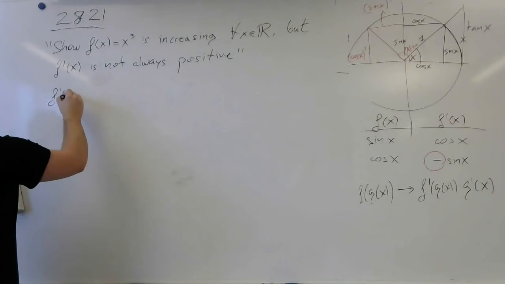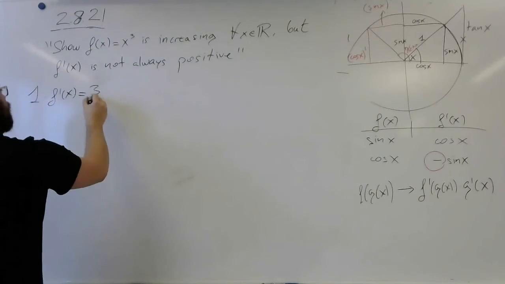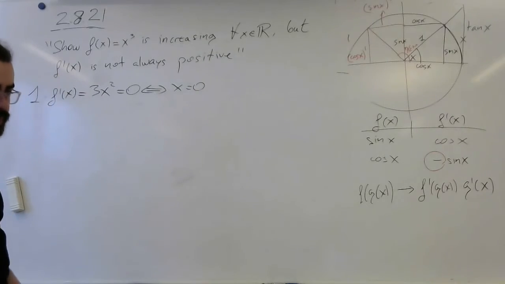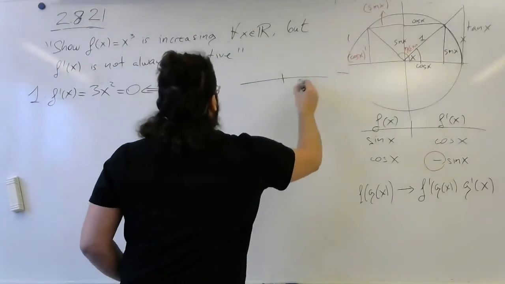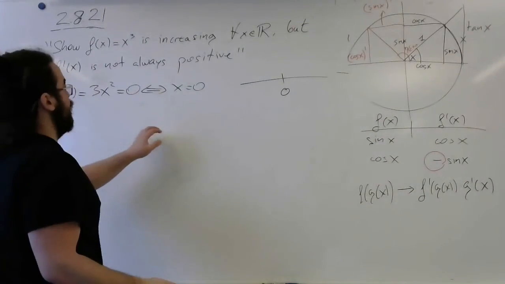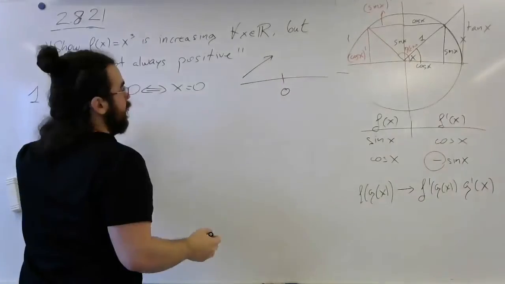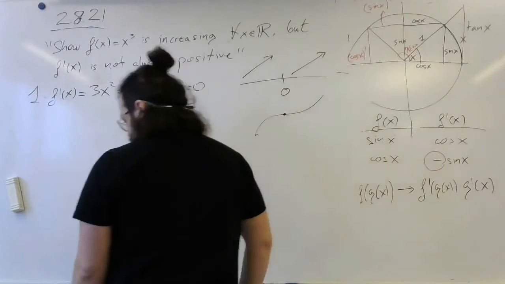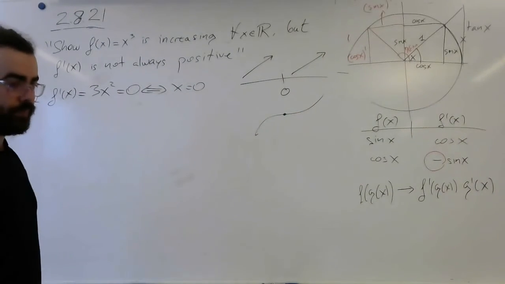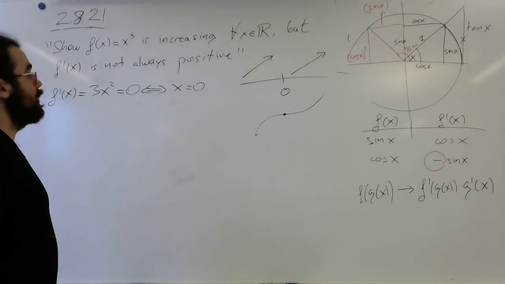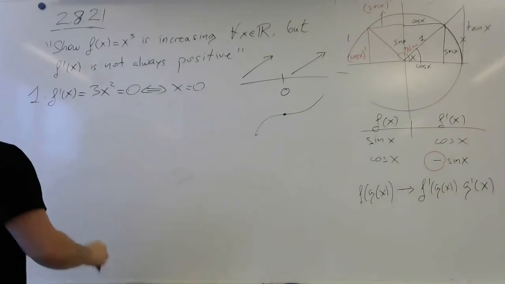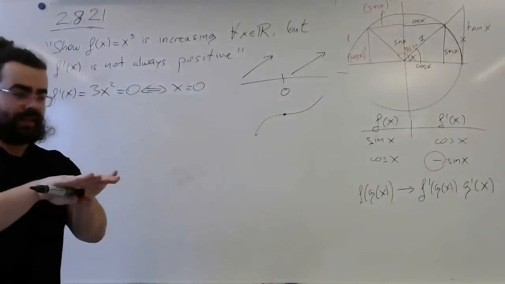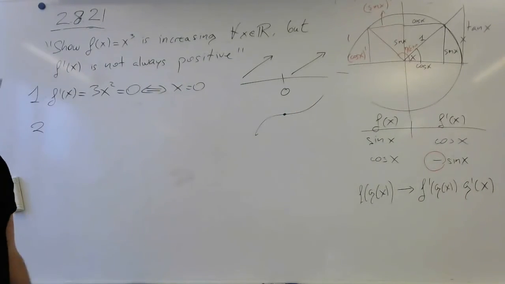Now, first of all, this is 3x squared, and this is 0 if and only if x equals 0. We look at our typical graph, and we see that if x is more than 0, this is positive. If x is greater than 0, this is positive as well. So our curve is something like this. Now, we have to show that although there is a point where the curve is flat, the function is actually increasing.